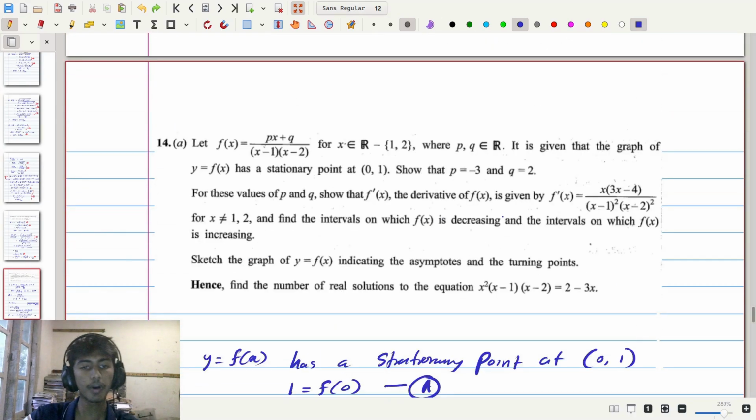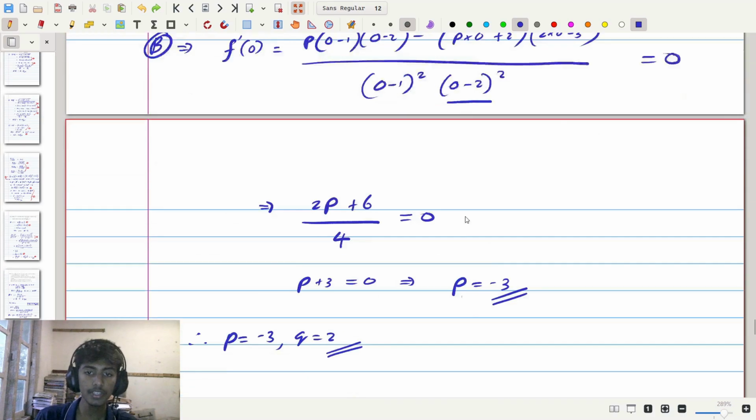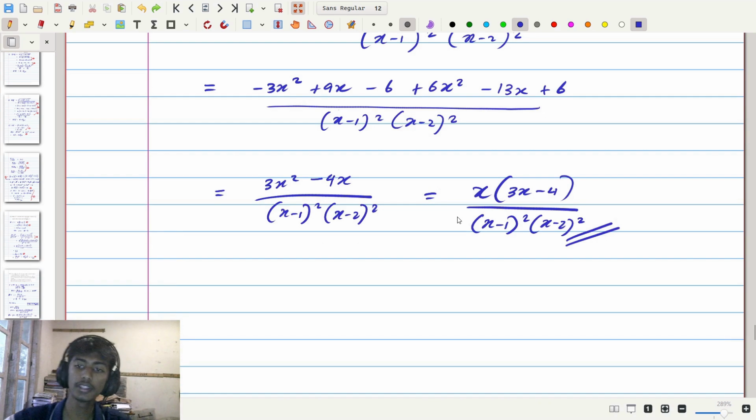Now moving on to the next part, they say this is true for x not equal to 1 and 2, and we are asked to find the intervals on which f of x is increasing and the intervals on which f of x is decreasing. Now considering that, if we go down, we're going to write that this is for x not equal to 1 and 2.